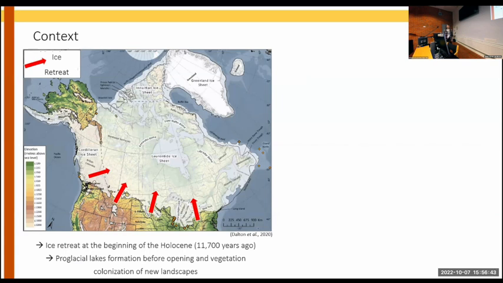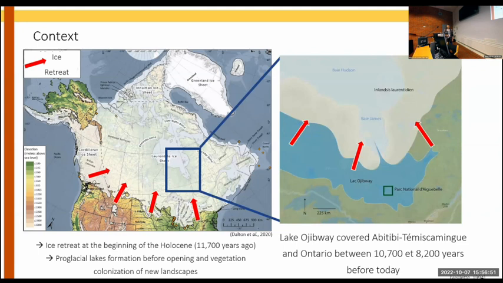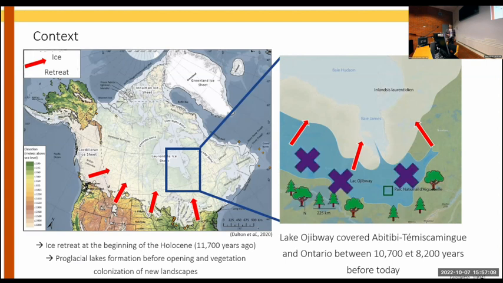And sometimes when the ice melts, the water accumulates and it creates a proglacial lake. That's the case in Québec and Ontario, where Lake Ojibway covered the region of Abitibi-Témiscamingue until 8,200 years ago. And this lake is a large area of water, as you can see, and so it has limited or restrained the plant colonization of this area.